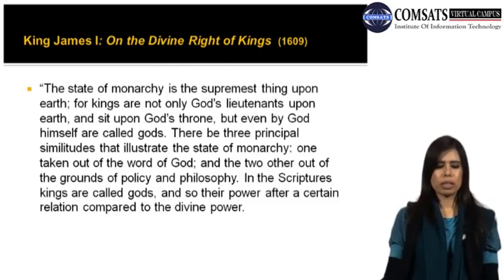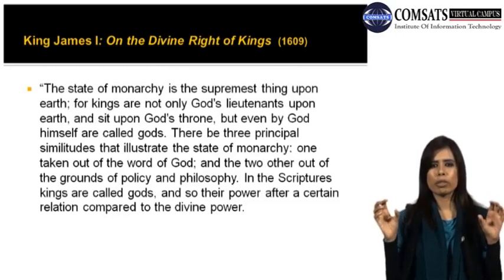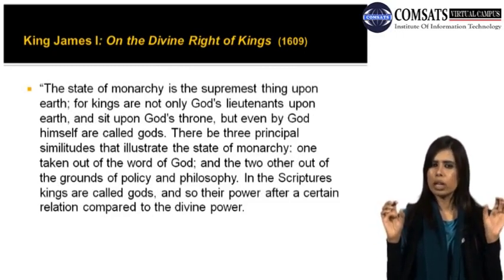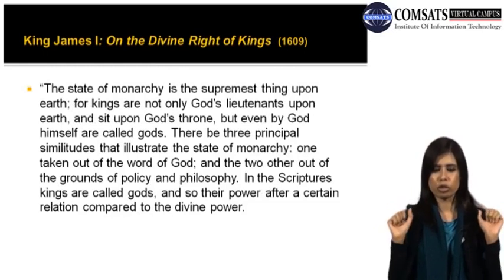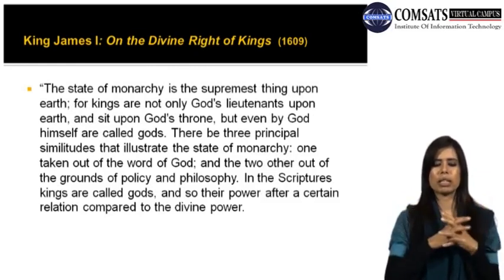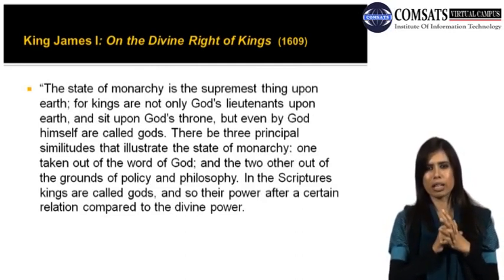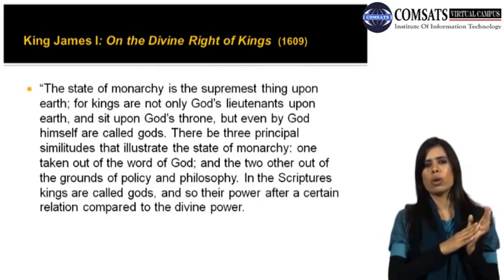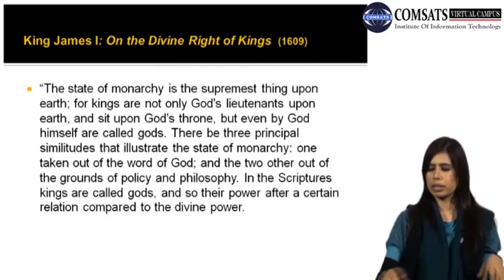There be three principles that illustrate the state of monarchy, one taken out of the word of God. Basically this monarchy concept is from the word of God, because he is the only ruler of the state. So this concept is from the word of God, and the two others out of the grounds of policy and philosophy. In the scriptures, kings are called gods, and so their power after a certain relation is compared to the divine power. So basically they are called gods, and their power is known as the divine power, which is inherited, you can say, or which is given by God himself.